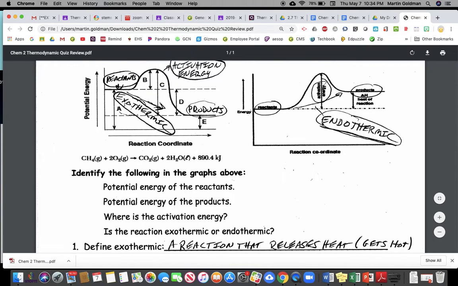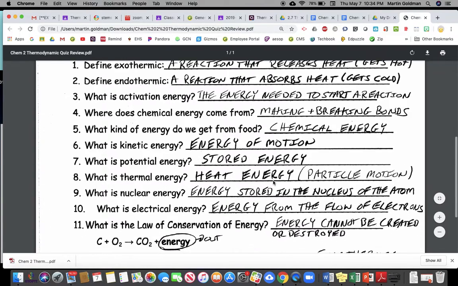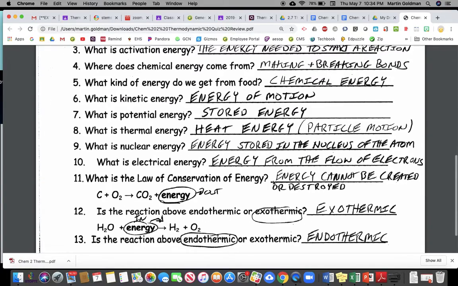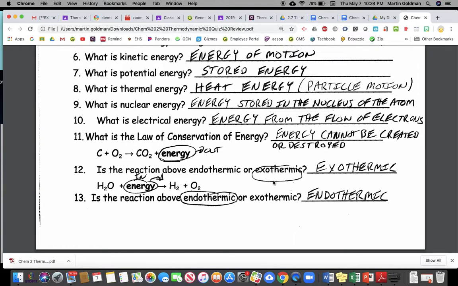Got it? So you need to know what the little charts look like. You need to know if it's going uphill or downhill. And you need to know where the activation energy is, that little Humpty Dump on the top. And all the different types of energy, which is pretty easy stuff, hopefully. So be ready for the quiz.